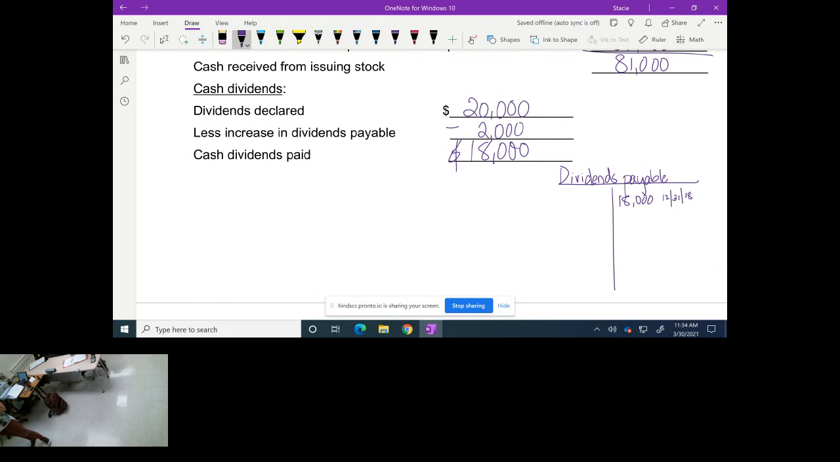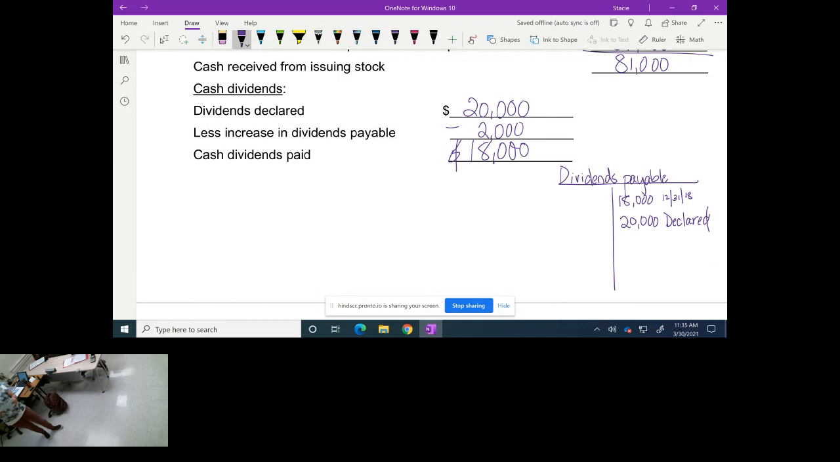So let's say, I'm just using 18. Cash dividends. It's like a drawing account. It goes in stockholders' equity. Okay. So the problem says they declared dividends, $20,000. So the entry they made will be a credit to dividends payable. We would debit dividends, credit dividends payable as part of that entry.